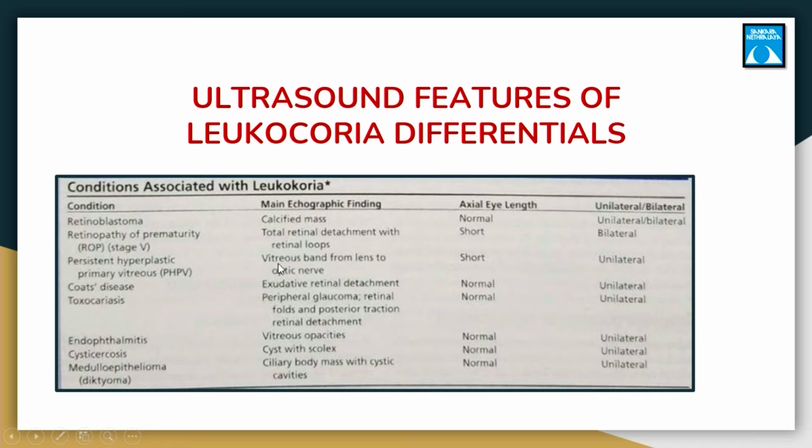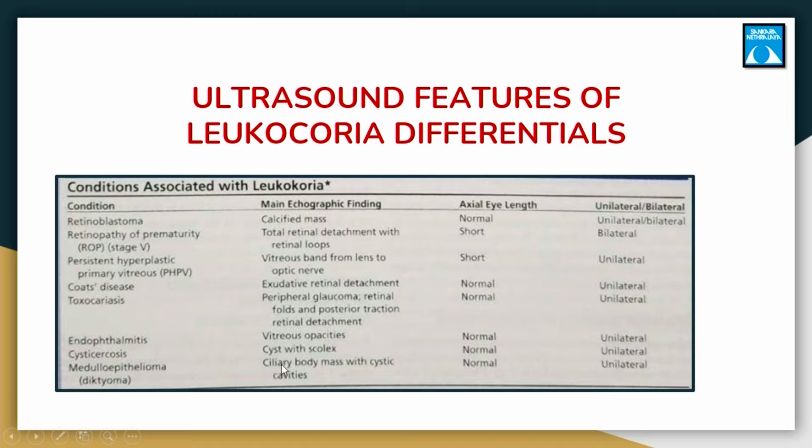In PHPV, there is a vitreous band from the lens to the optic nerve. The axial length is also short and it is mostly unilateral. In Coats disease, we have the exudative retinal detachment with subretinal echoes, and the axial length is normal and it is mostly unilateral. In toxocariasis, there can be a peripheral granuloma, retinal folds and posterior traction retinal detachment. The axial length is normal and it is mostly unilateral. In endophthalmitis, we have the characteristic membrane and clump echoes. Axial length is normal. It can be unilateral or bilateral as an endogenous endophthalmitis.